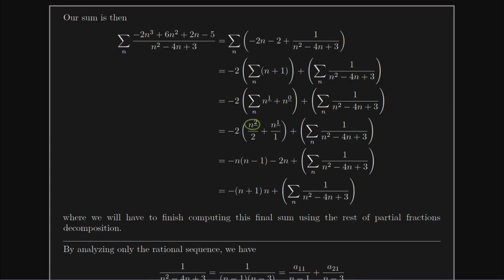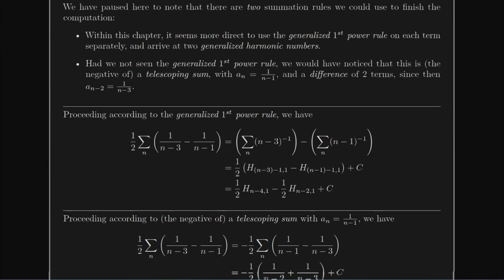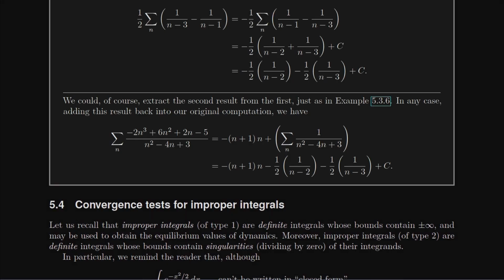What is n falling factorial 2? Well, it's n times n minus 1, and that 2 is canceled with that, and then it's also distributed over here to give me a 2n because n falling factorial 1 is just n. If I rewrite this, a little simplification, I can call it negative n plus 1 times n. So that term needs to get added to what I just computed below with the 1/2s and the 1 over n minus 2 and 1 over n minus 3. If we add it all together, here we have it: negative n plus 1 times n, minus 1/2 times 1 over n minus 2, minus 1/2 times 1 over n minus 3, plus c.